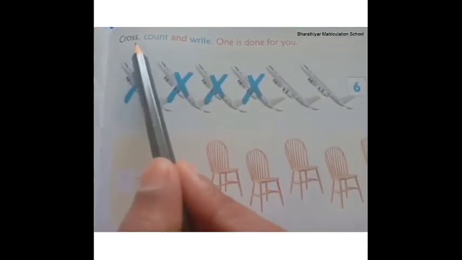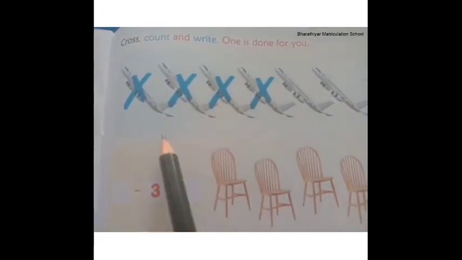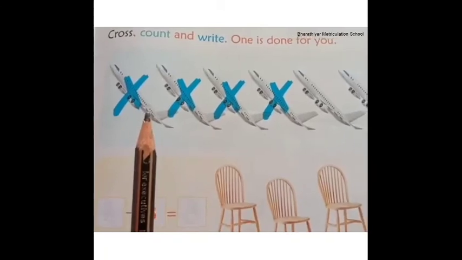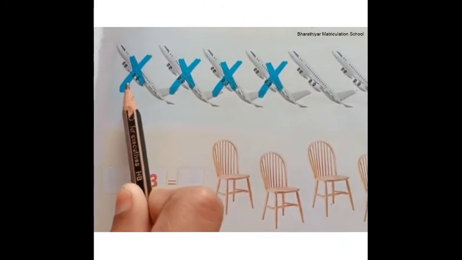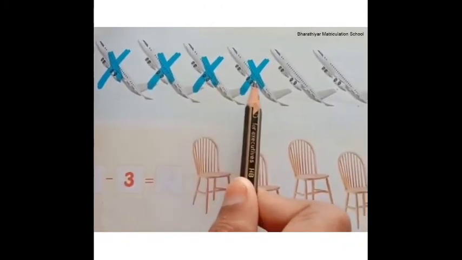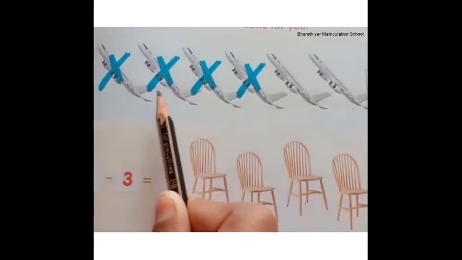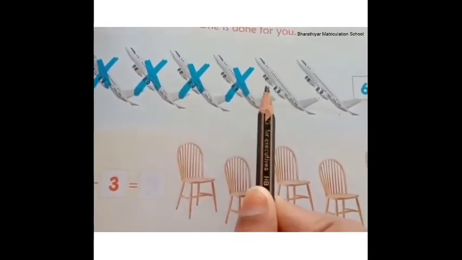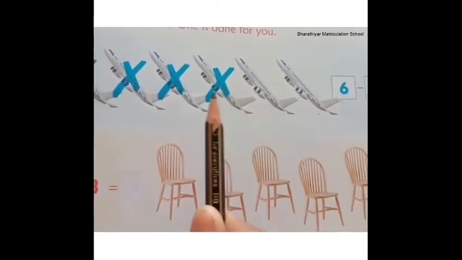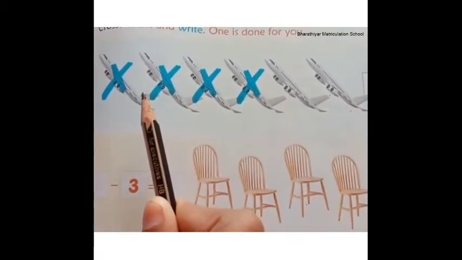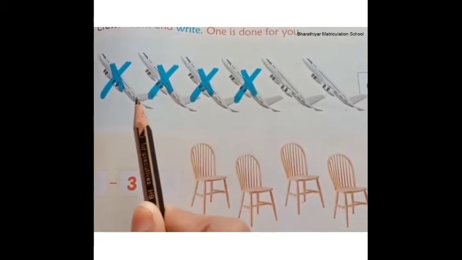Next, cross, count and write. Children, 1 is done for you. How many aeroplanes are there? Count and tell me. 1, 2, 3, 4, 5, 6. There are 6 aeroplanes. So here 6 minus. Children, now find out how many aeroplanes are crossed out here.